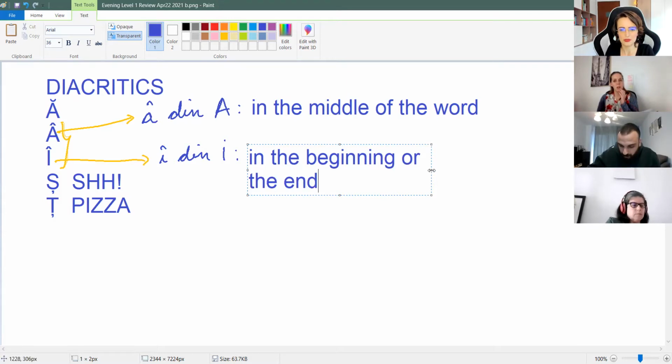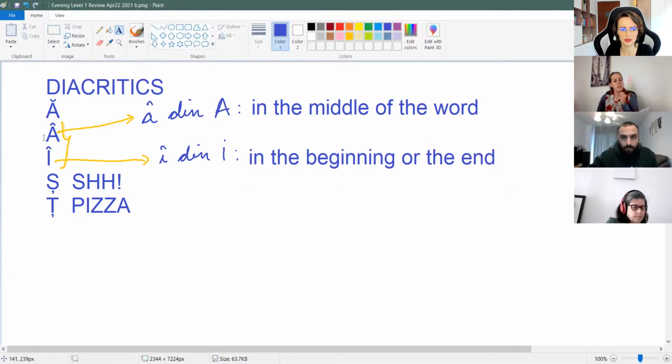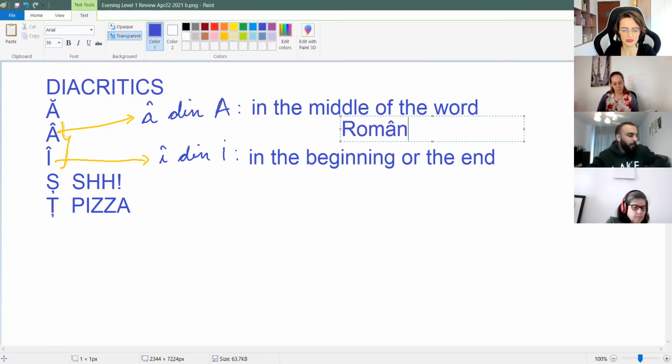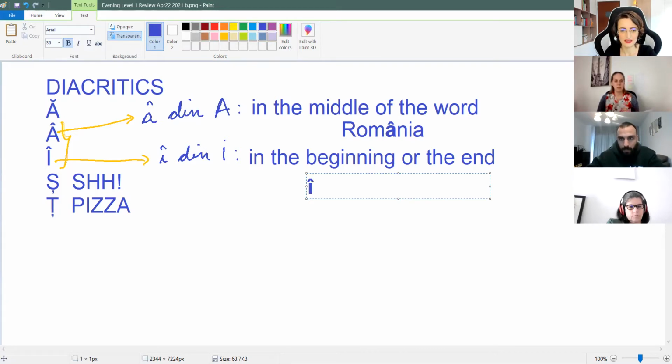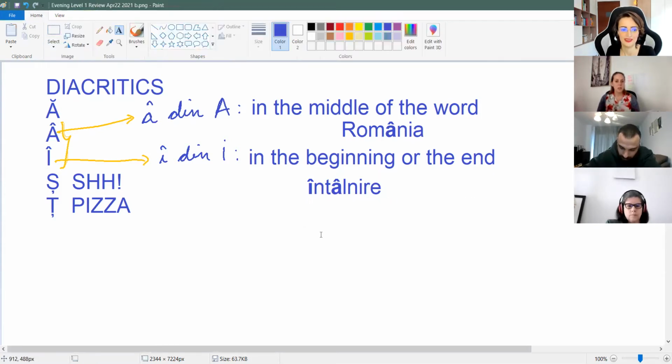So for example, how would you spell Romania with which one of these? Din A. Yes. Romania, see, because it's in the middle. And întâlnire? Din E. Yes. So in the beginning it's din E, and then because you have it once more, it's din A because it's in the middle. See, întâlnire. All right. So these are the diacritics.